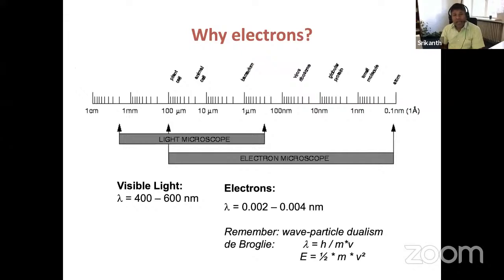So the question is, when we are using light as a source to detect any kind of image or particles, why do we need electrons? Because light microscopy can only resolve down to about 100 nanometers. Using visible light, we can only go between 400 and 700, or 650 to 700 nanometers maximum, within the wavelength that can be detected. Beyond that, we cannot detect any kind of imaging. Therefore, we need to use electrons, where we can go up to 1 angstrom.